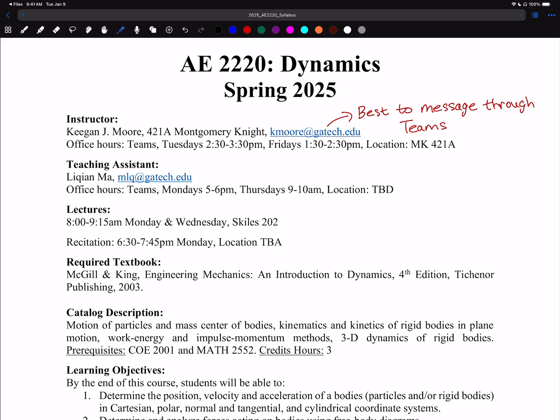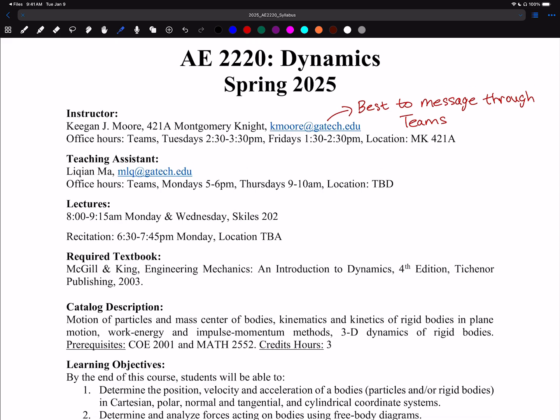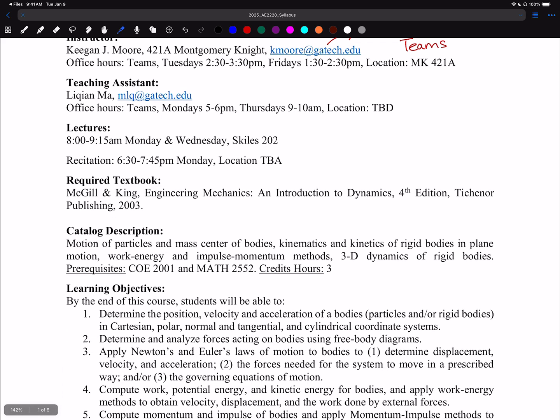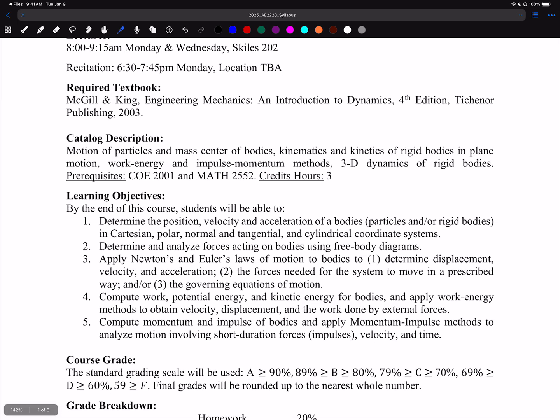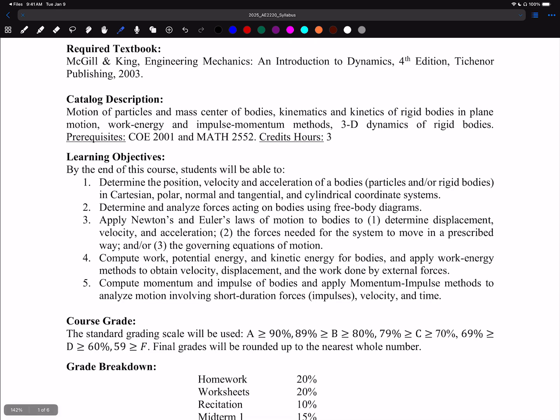The required textbook for this class is by McGill and King. It's called Engineering Mechanics: An Introduction to Dynamics, the 4th edition. I include here the catalog description of the class, as well as the learning objectives. So by the end of the class, you will be able to do these. This is what I expect you to be able to do by the end of the course, and it covers all of the different topics that we'll be dealing with.